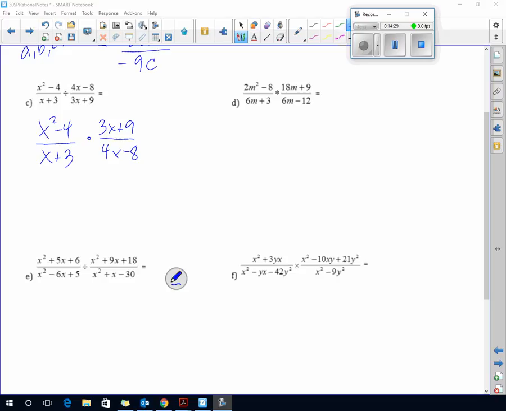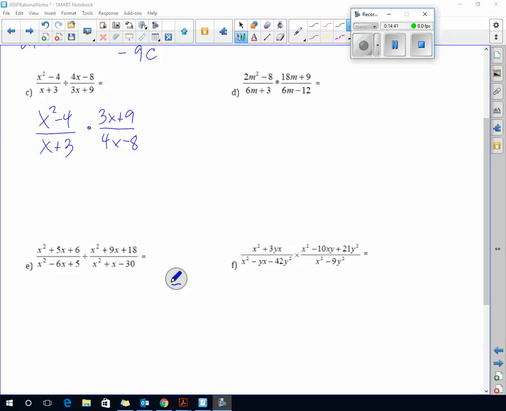So, how do you factor x squared minus 4? Yes, you do. It's a difference of 2 perfect squares. X minus 2 times x plus 2. Obviously, you can't factor x plus 3, so it's just going to stay like that. Can you factor 3x plus 9? Yes, you can. You can take a common factor out. A 3. Then you're left with x plus 3. Can you factor something out of the 4x minus 8? Yes, a common factor of 4. What are you left with? X minus 2.